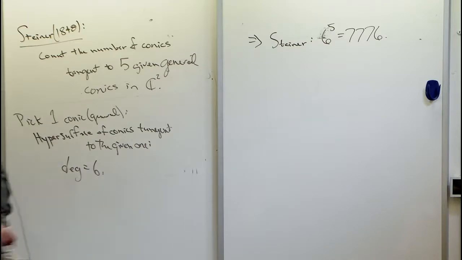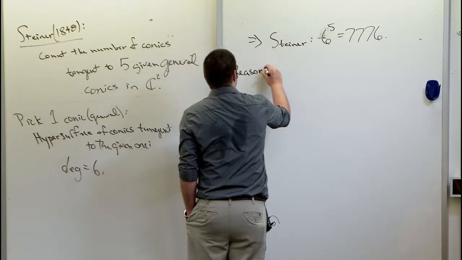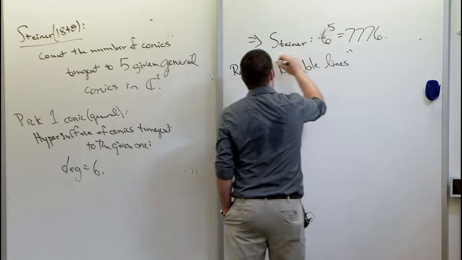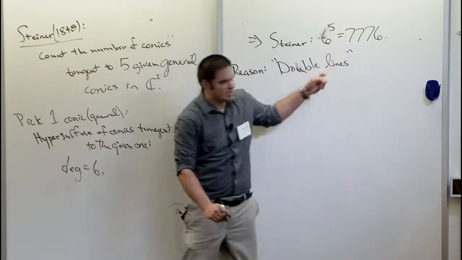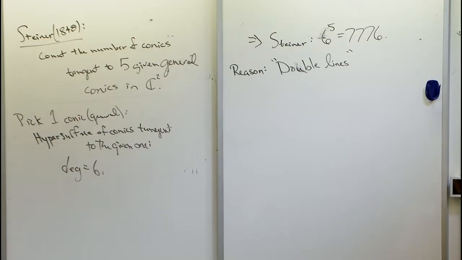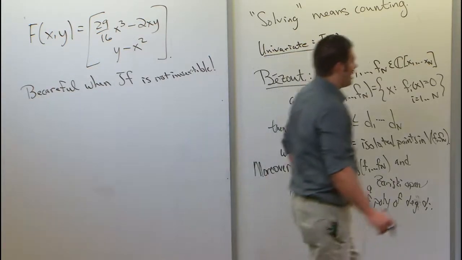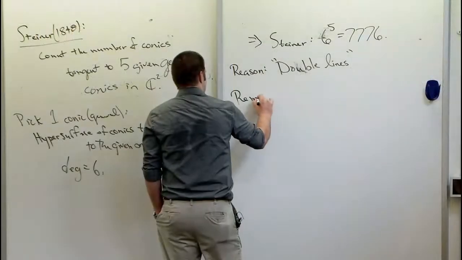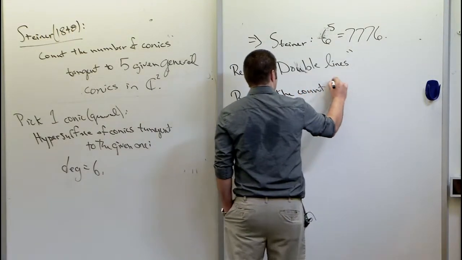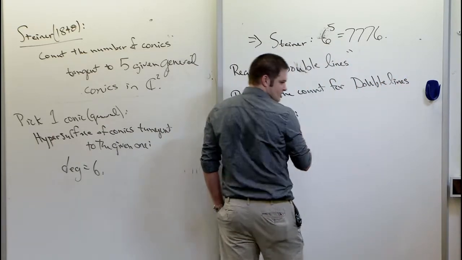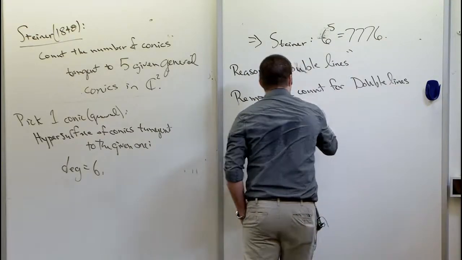The reason for this is he forgot about the double lines. So this number added the double lines in there. Double lines are some family, but we're only interested in the isolated points. The family of double lines lives in there as a one-dimensional object. And so you have to remove the count for the double lines, and the actual answer is 3264.